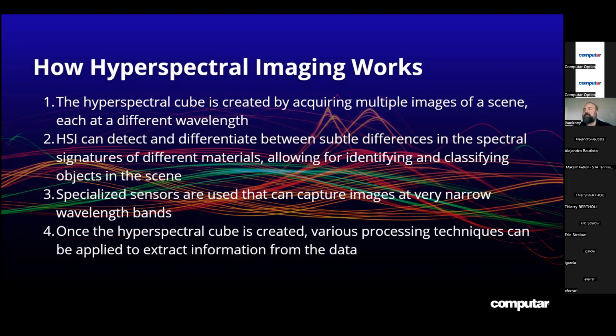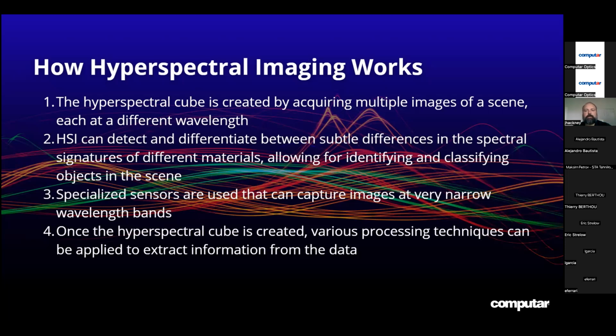HSI can detect and differentiate between subtle differences in the spectral signatures of different materials, allowing for identifying and classifying objects in the scene. This makes HSI useful in a variety of applications, including remote sensing, environmental monitoring, and medical imaging.